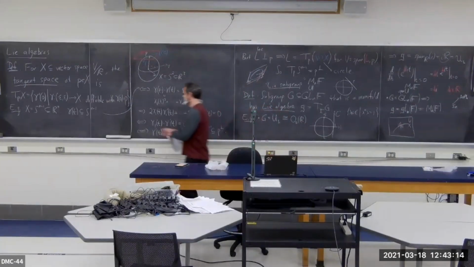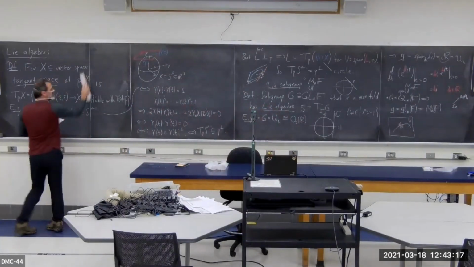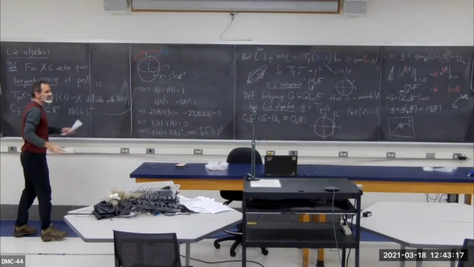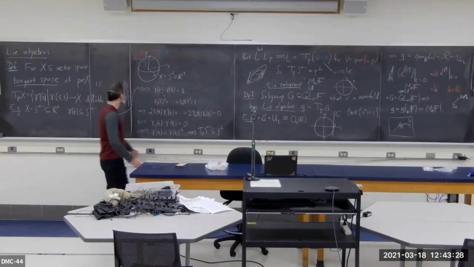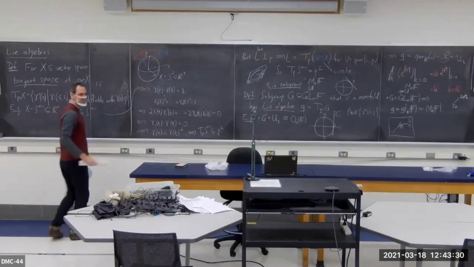Okay, let's... So these, yeah, go ahead. Oh, sorry, I was going to ask another question. It's true that the tangent space is a vector space, right? Yes, it is. And you can try to prove that directly from this definition. It's not hard.